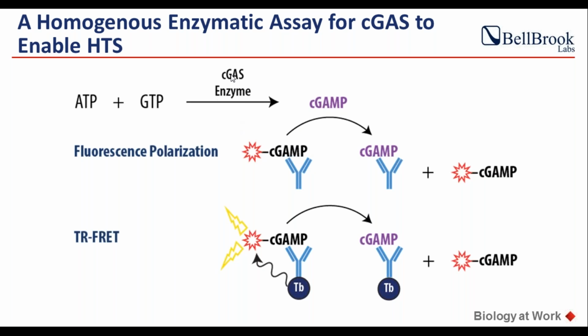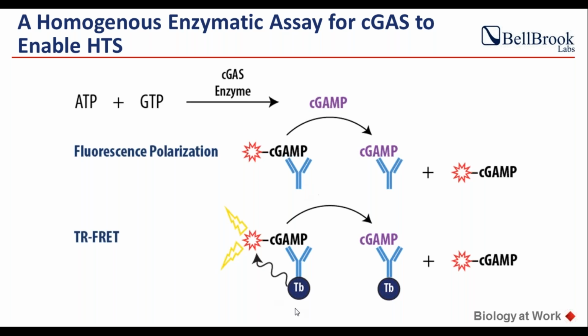Now, as the enzyme starts churning out cGAMP, cGAMP has a very high affinity for this antibody, so it kicks off the tracer, which is now free, and cGAMP binds to the antibody in its place. This free tracer can rotate freely. There's nothing hindering its movement, so it changes the polarization. You end up with a low polarization. So you begin with a high polarization, and the polarization decreases as you produce cGAMP.